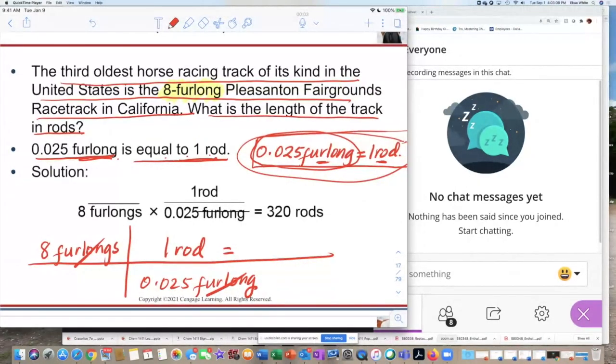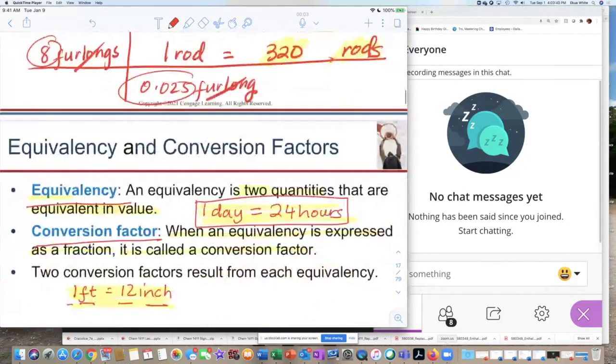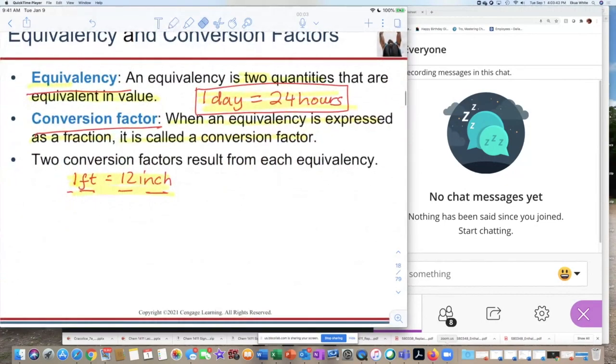So once we're done, our answer will be in rods. Since you have a numerator number and a denominator number, just divide. So you take 8 divided by 0.025. And our answer will be 320 rods like they got. Okay? So this is our answer right here. 320 rods. Once again, a number I can personally not relate to, but this is the answer. Okay. Any questions about this?